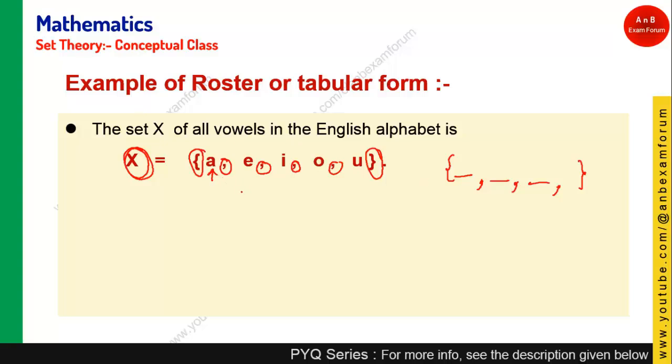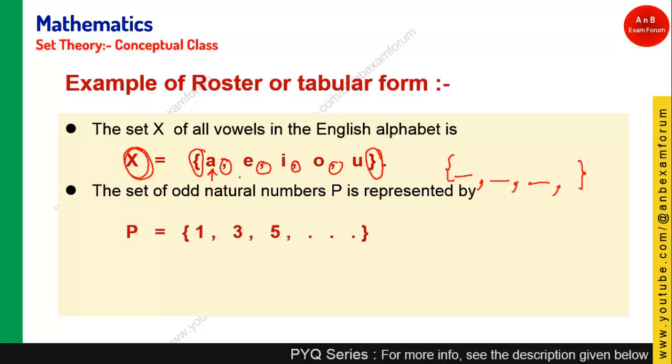Coming to the set of odd natural numbers, we know odd natural numbers are 1, 3, 5 and many more. These 3 dots are very important, students. This means similarly there are many more odd natural numbers, and so on. These 3 dots are called ellipses. This is for your general knowledge. Again, they are put in braces and the elements are separated by commas.